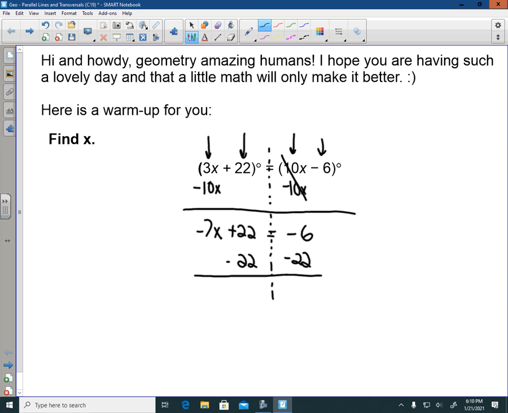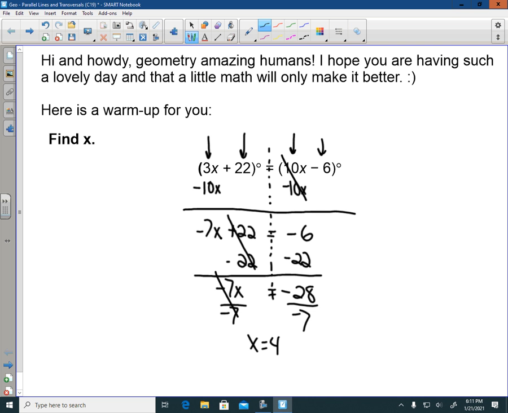This is going to create this cancellation right here, and I have negative 7x equals negative 6, and then getting more negative by 22. So starting at negative 6 and then getting more negative 22 places, it's definitely going to be negative 28. All right, and just as you suspected, you are going to divide both sides by negative 7 to get rid of that. Creates this cancellation right here, and x equals positive 4. Because a negative divided by a negative is positive.